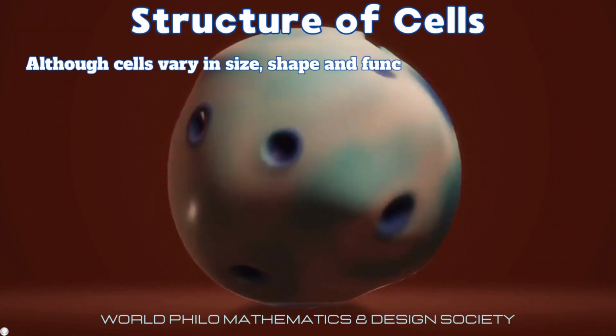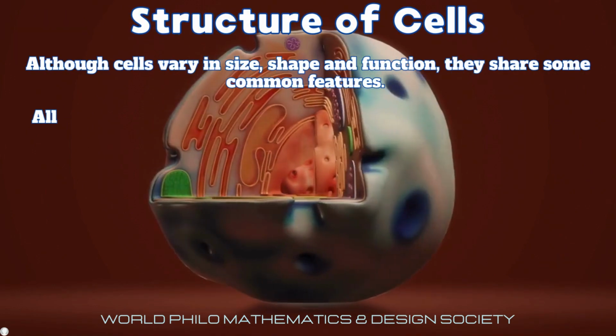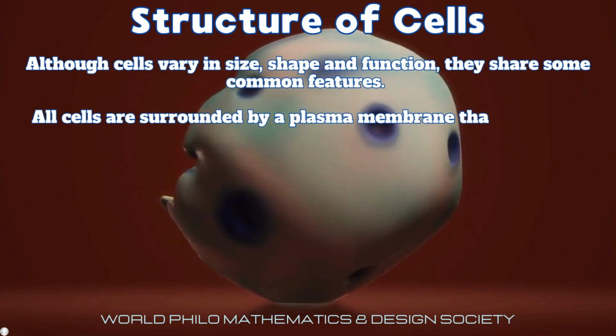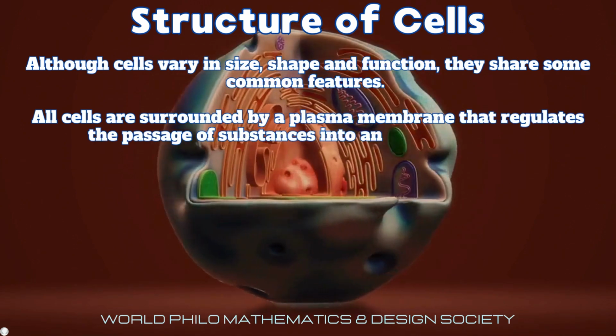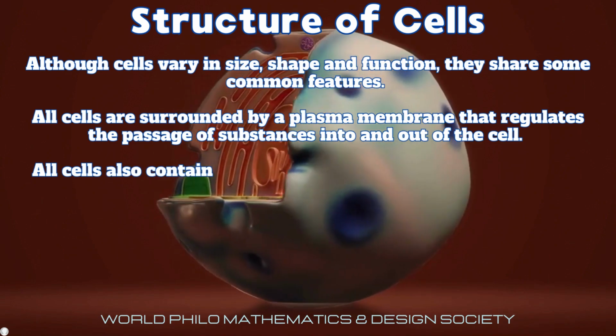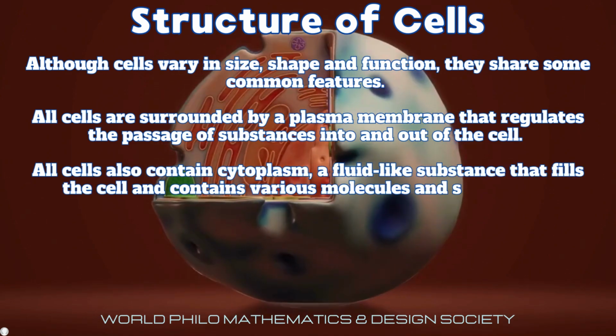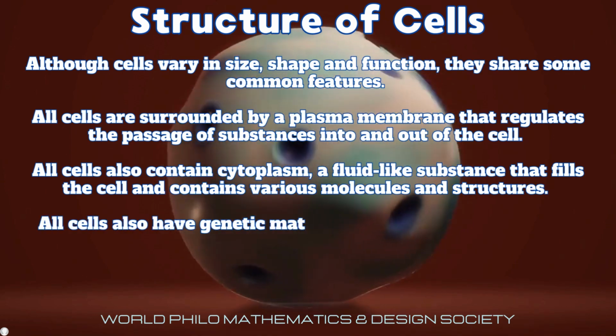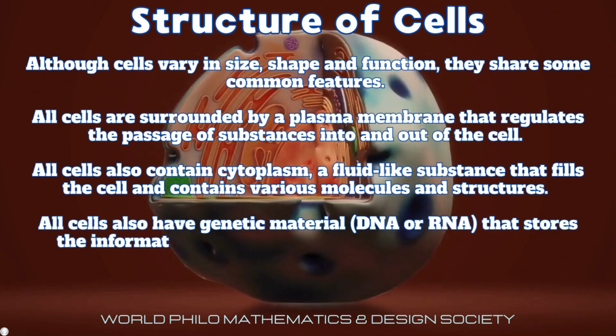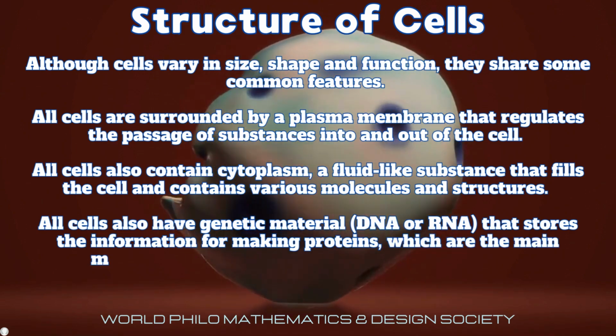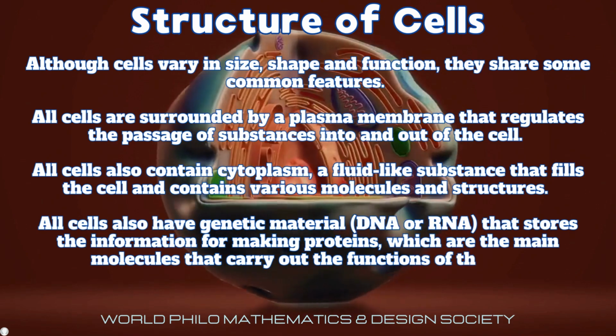Although cells vary in size, shape, and function, they share some common features. All cells are surrounded by a plasma membrane that regulates the passage of substances into and out of the cell. All cells also contain cytoplasm, a fluid-like substance that fills the cell and contains various molecules and structures. All cells also have genetic material, DNA or RNA, that stores the information for proteins, which are the main molecules that carry out the function of the cell.